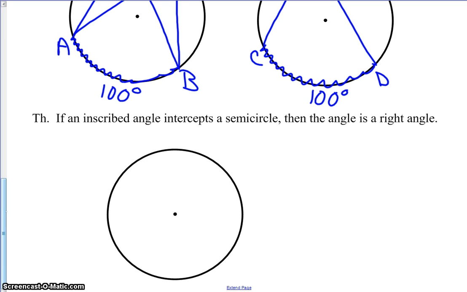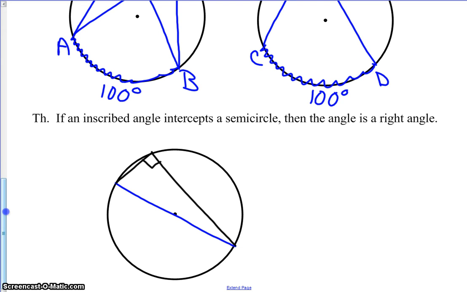If an inscribed angle intercepts a semicircle, which means we need a diameter to get a semicircle, then the angle is a right angle. This is kind of a cool way to draw right angles, by the way. If you have a circle and a diameter, all you have to do is connect that to any point on the circle.